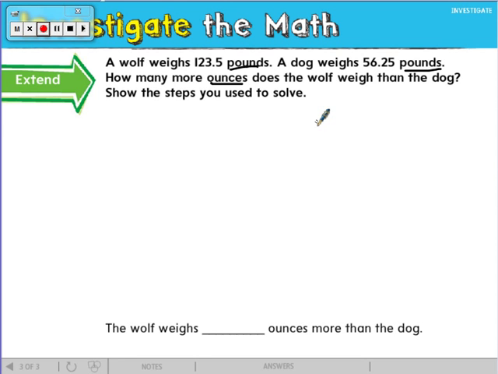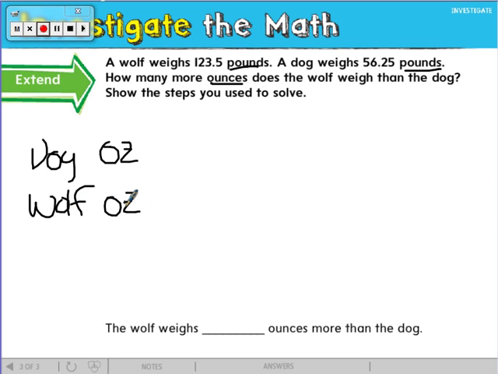So we can show our dog and convert that to ounces, and our wolf in ounces, and then subtract. Or we can subtract the pounds and then convert the pounds that are remaining into ounces. Which way do you guys think sounds better? Nobody knows? How about if we do this?